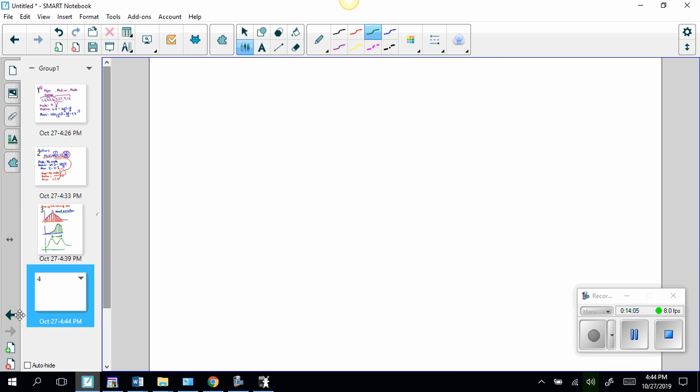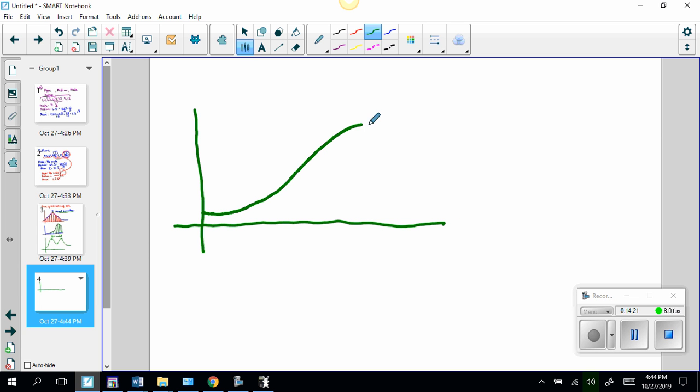Now, traditional distributions that you need to know the lingo for. This is known as left skew.